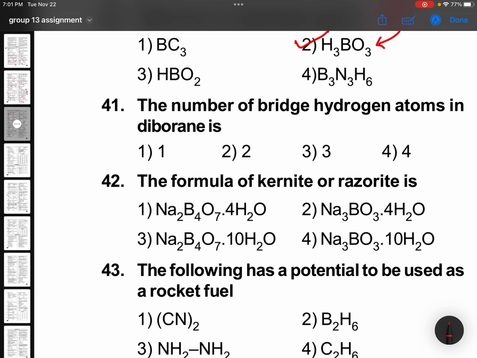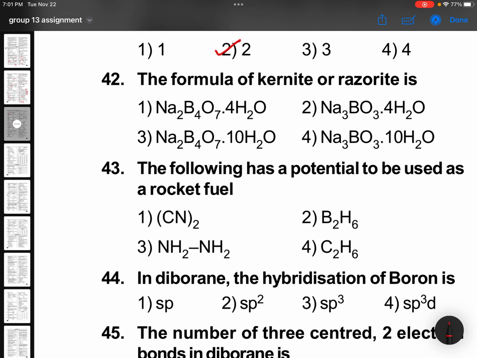The number of bridge hydrogen atoms in diborane. Bridge hydrogen atoms are two. One is above and one is below. The formula of kernite or rasorite is Na2B4O7.4H2O. The following has the potential to be used as rocket fuel. So rocket fuel is B2H6, diborane; when it is burnt in oxygen, it forms B2O3. Along with that, it releases 1976 kilojoules per mole. How can I remember? Very simple. This is my birth year. Okay.